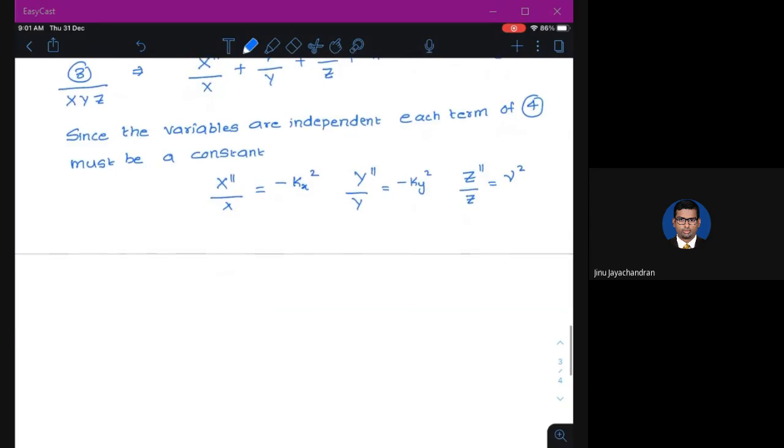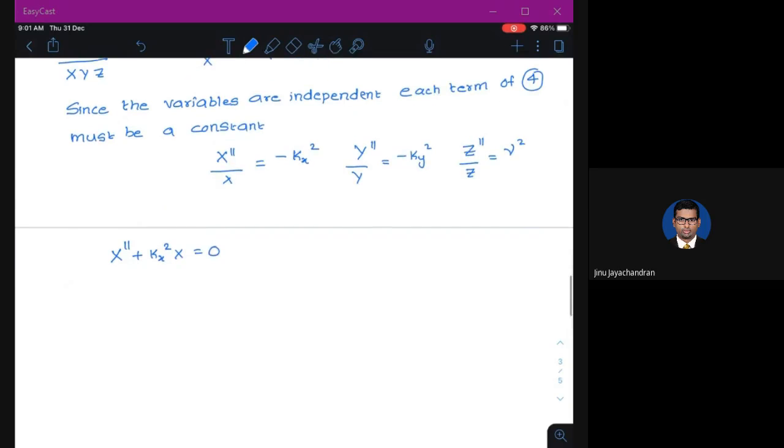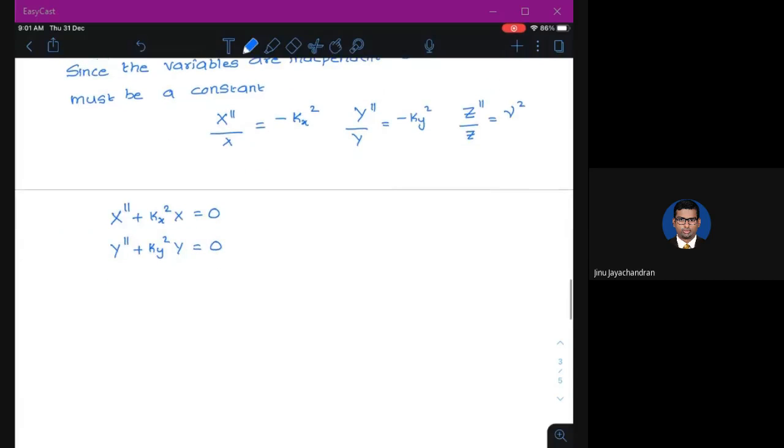So now I have three equations. The first equation is X double dash plus kx square X equal to 0, Y double dash plus ky square Y is equal to 0, Z double dash minus gamma square Z equal to 0. So you have three equations, and we can solve all the three equations easily.